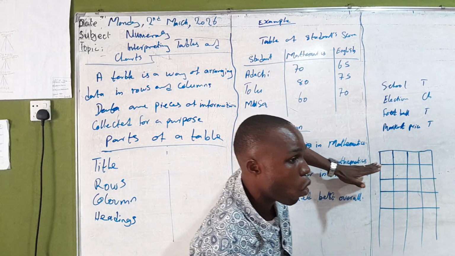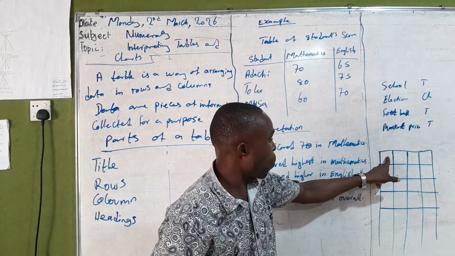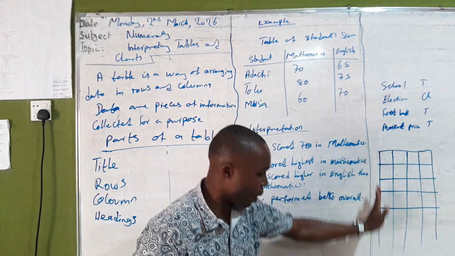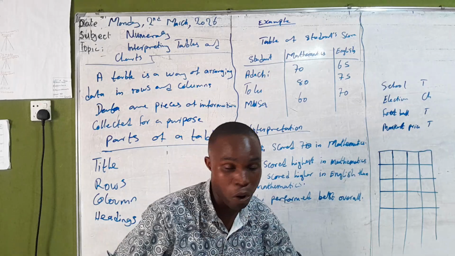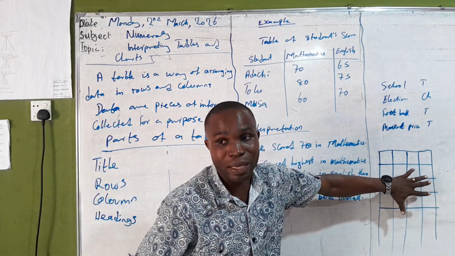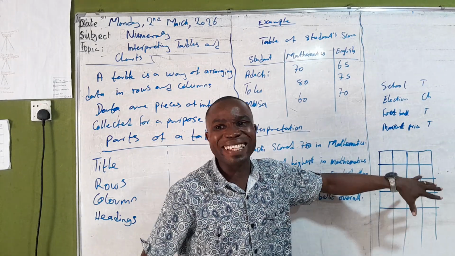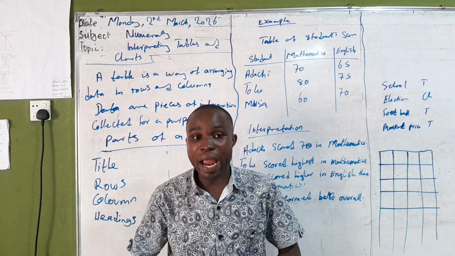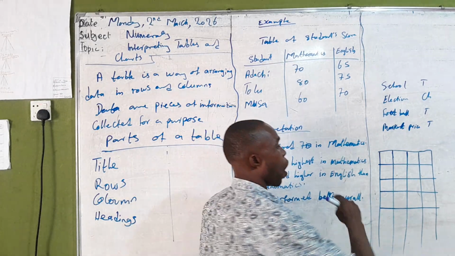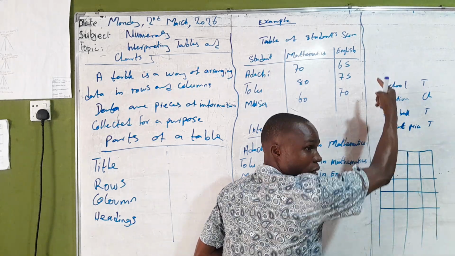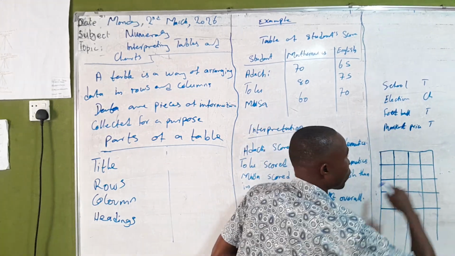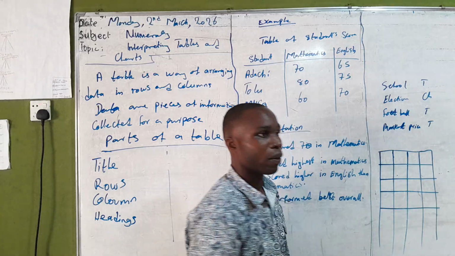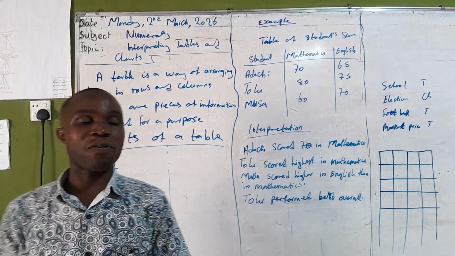That is the what? Row. And you can see 1, 2, 3, 4 in that order. That is the what? Column. So this is a table. And we say that a table is a way of arranging data in rows and columns. Now, can you all define a table?